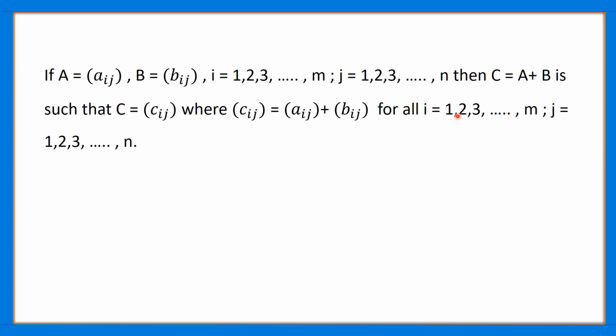Similarly, when we are going to subtract the matrices A and B, our resultant matrix C will be A minus B, such that C is nothing but Cij, that is, the elements of the matrix C is nothing but Cij, where Cij is obtained by subtracting the corresponding elements, that is, Cij is equal to Aij minus Bij for all i and j, where i varies from 1 to m and j varies from 1 to n. So this is what we are doing for addition and subtraction of 2 matrices.